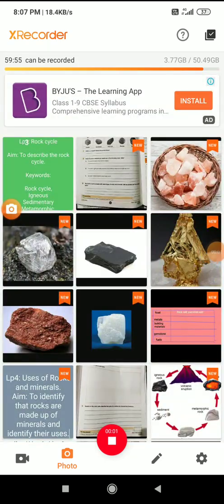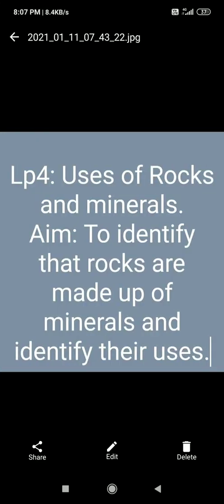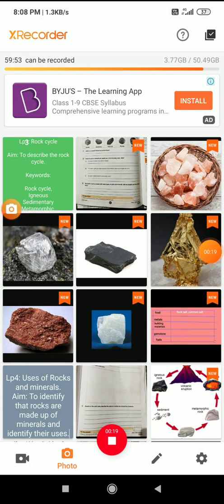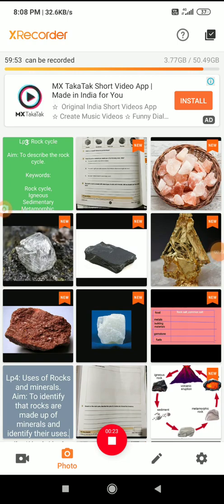Students, now we will go through LP4, uses of rocks and minerals. The aim of LP4 is to identify that rocks are made up of minerals and identify their uses. The keyword is minerals. Students, till now we have discussed the different types of rocks and the rock cycle, right?